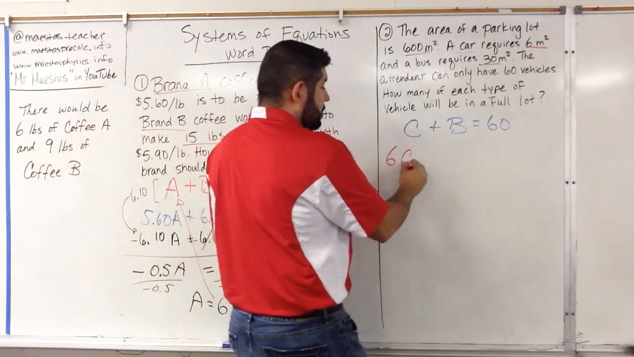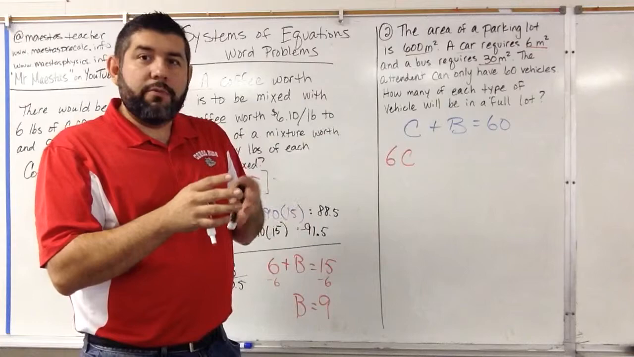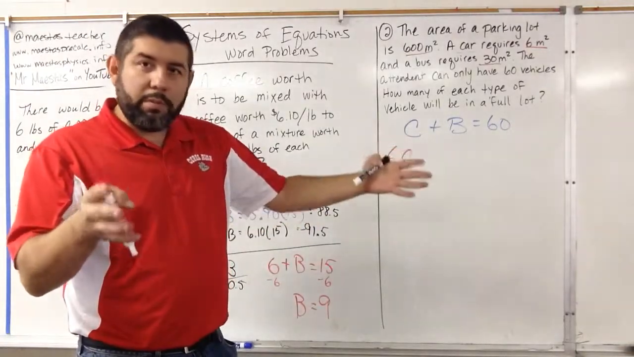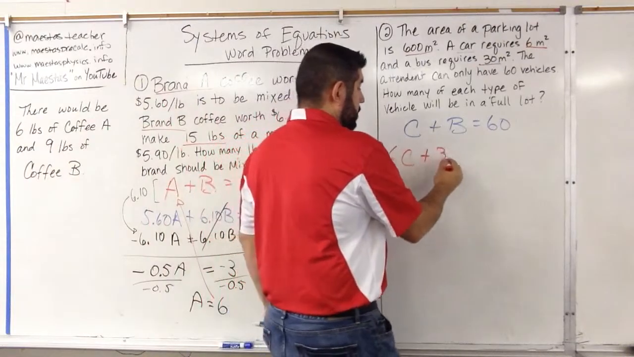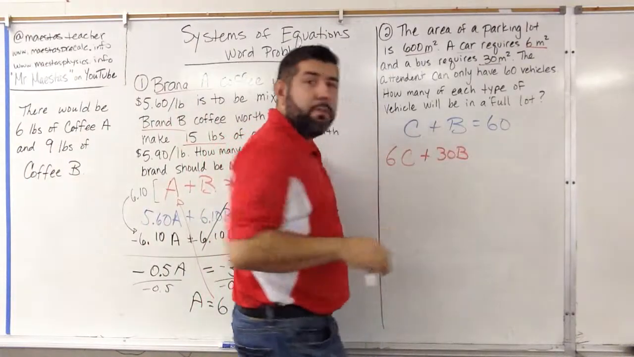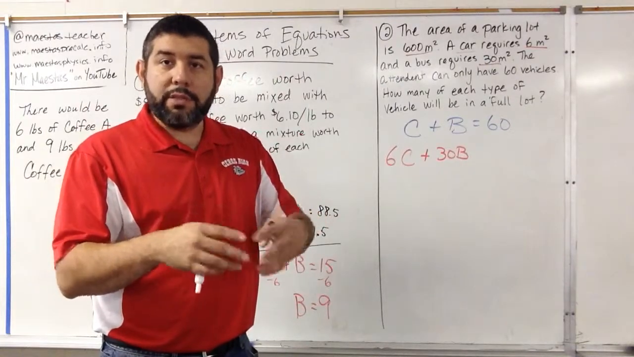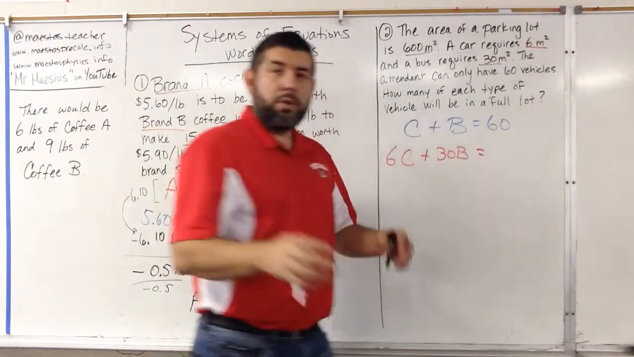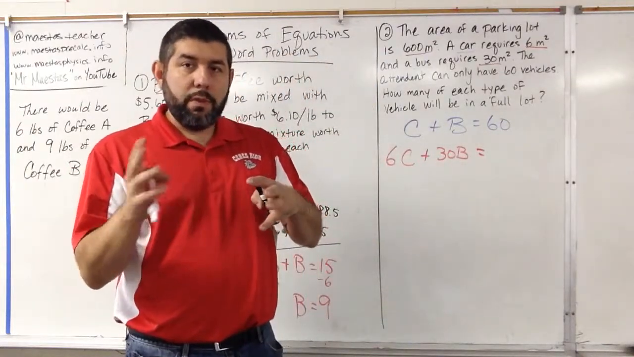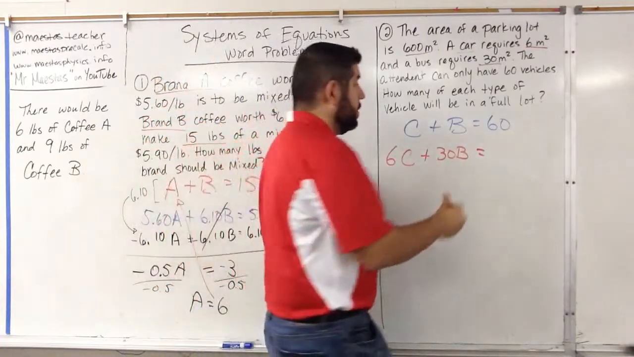6 times the number of cars, because if we had 5 cars, then we would need to put 5 times 6. That would be the total amount of area that each one takes up, plus 30 times each bus, right? So if we have one bus, it's 30 square meters. If we have 2 buses, it's 60 square meters, and so forth. And if we total up all those, the buses and the cars and the square meters of each of them, we should have 600 square meters.